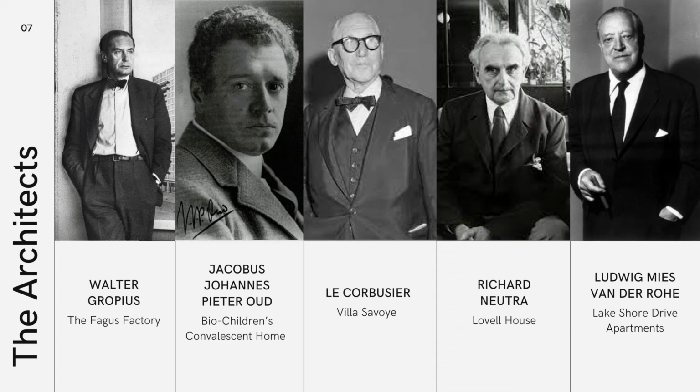Jacobus Johannes Pieter Oud was born on February 9, 1890 at Purmerend near Amsterdam and died on April 5, 1963 at Wassenaar near The Hague.